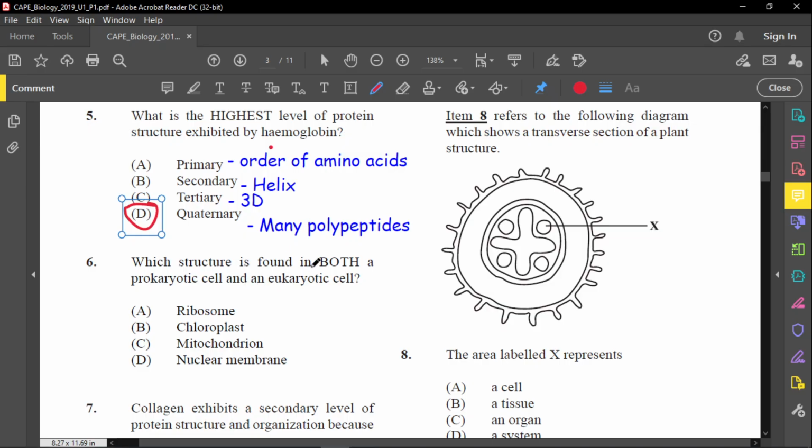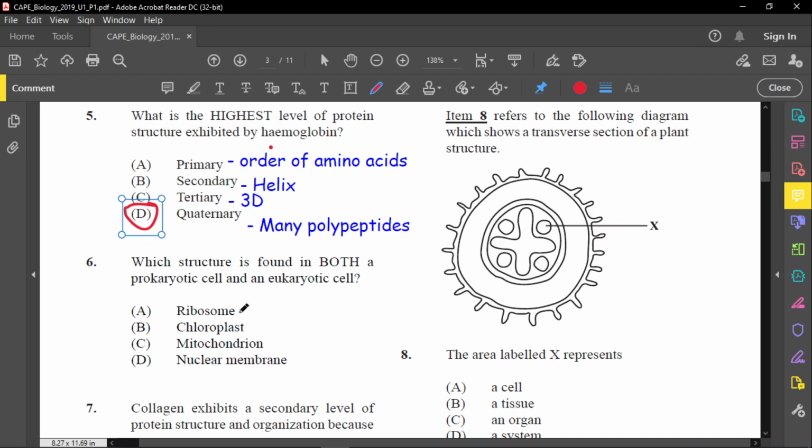It said which structure is found in both a prokaryotic cell and an eukaryotic cell. So prokaryotic cells are very simple cells, eukaryotic cells are more complex cells, and prokaryotic cells are typically found in bacteria. Now, eukaryotic cells are generally or typically of multicellular organisms. So let's talk about the structures that you'll generally find within both of them. And so when you think about ribosomes, they will make protein. All right, and so you may find that in typically all cells.